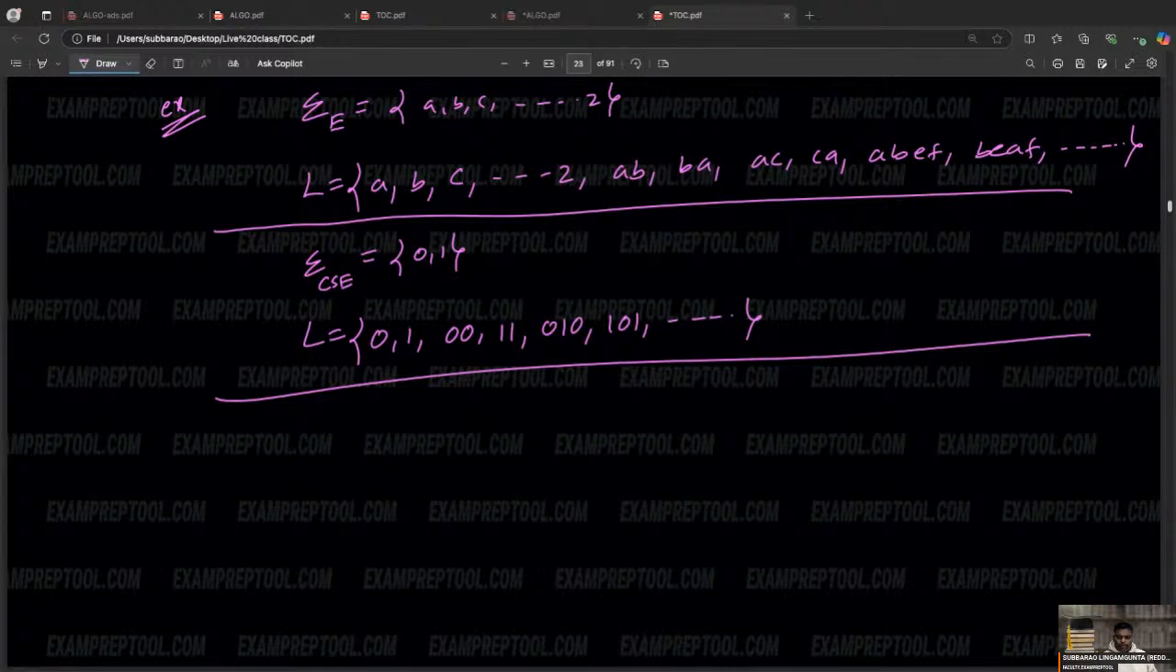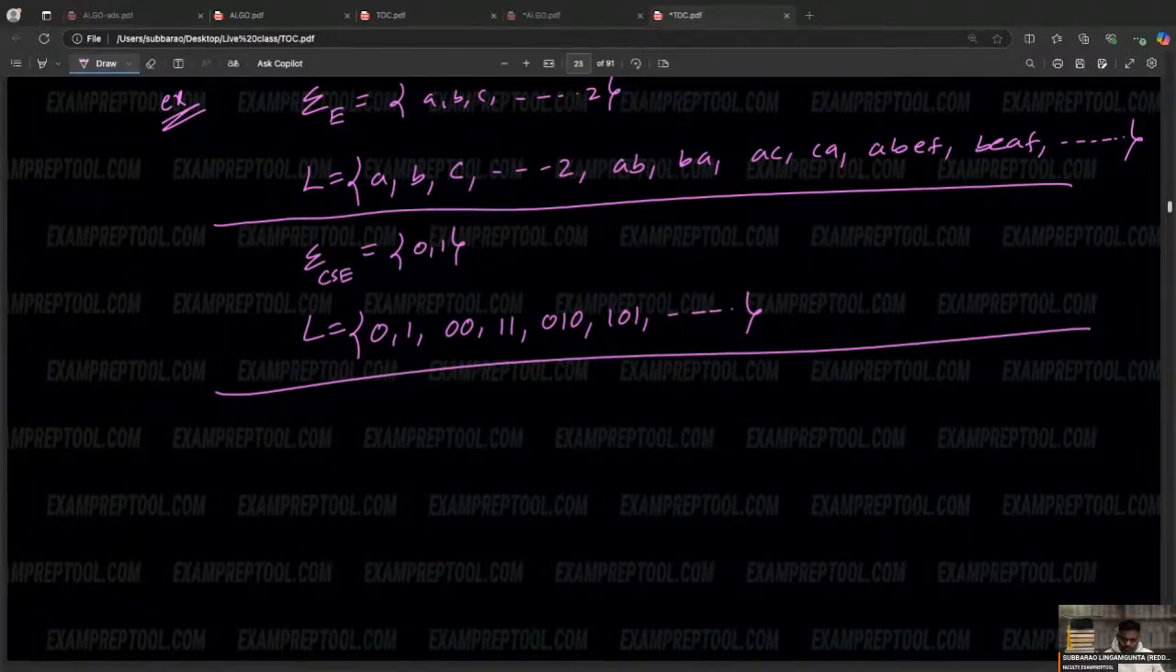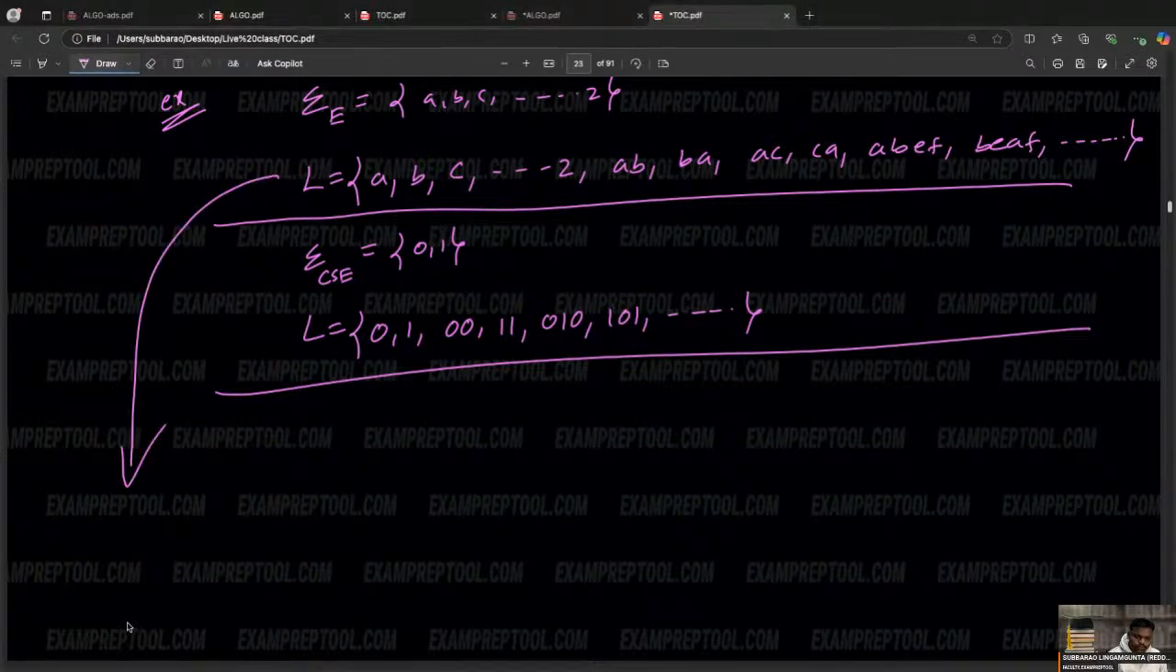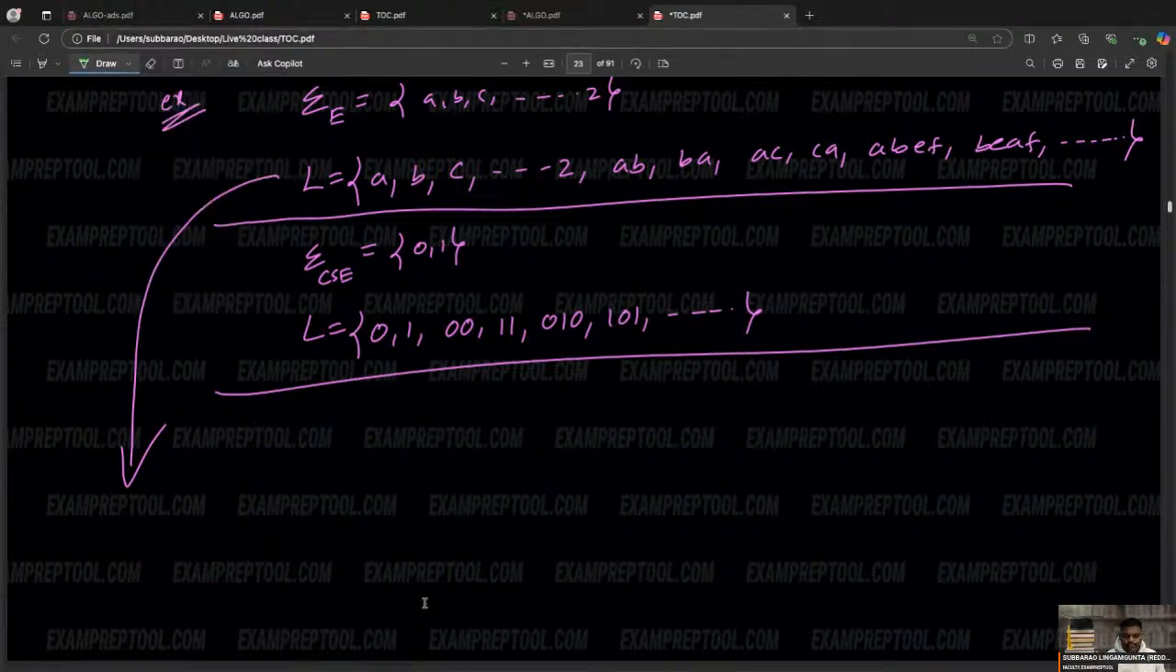Everyone, now observe. Today's class highlight point is coming. Observe carefully. A language is a collection of strings. See this one. Can you help me? When you take a language, strings are there. I am happy with that.